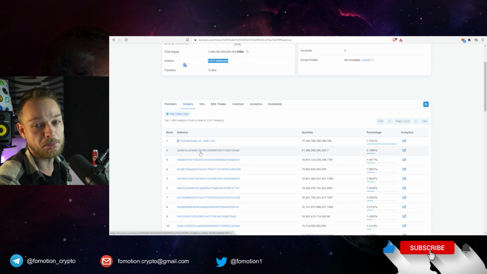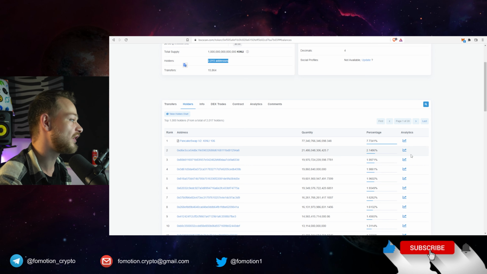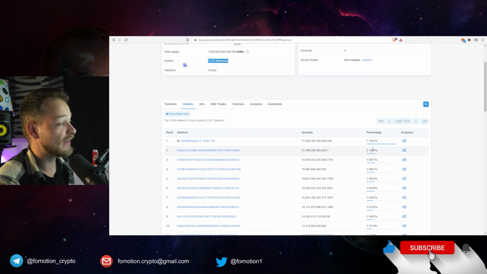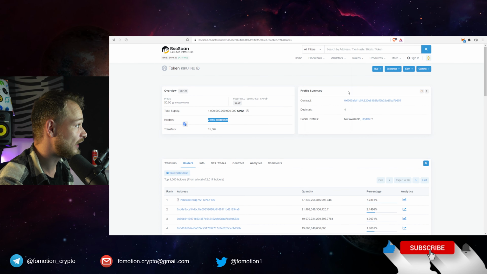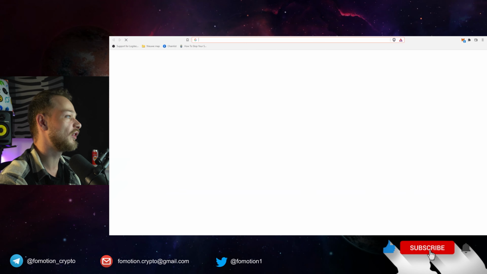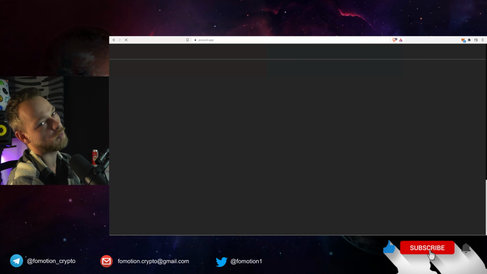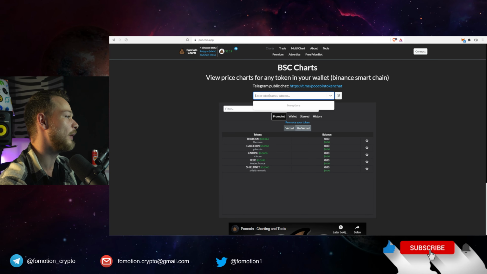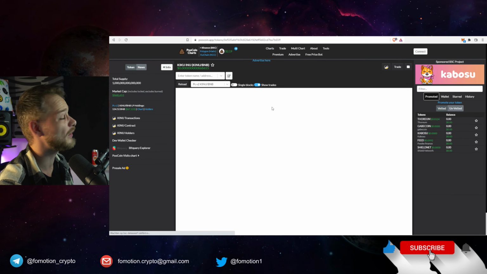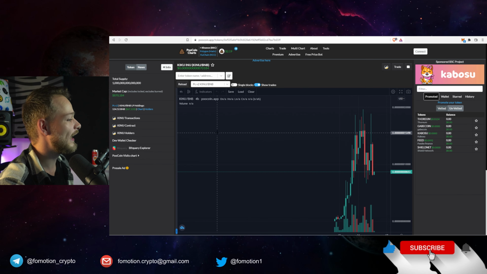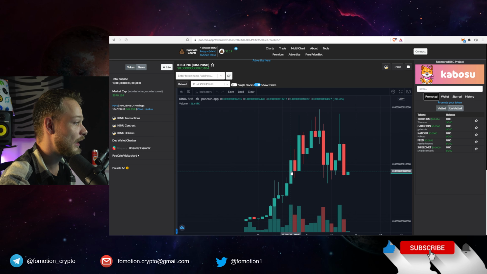The biggest personal address holding the tokens holds 2%, so that's nothing too crazy. That is looking good. And we of course want to take a look at the price chart, which we already kind of saw on CoinMarketCap, and the liquidity, which is very important. By the way, this came down pretty nice.